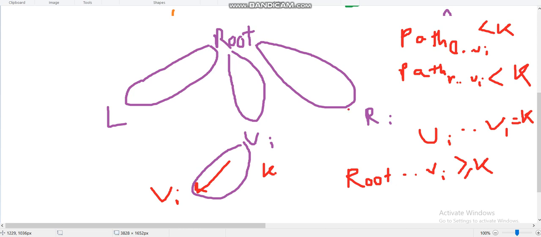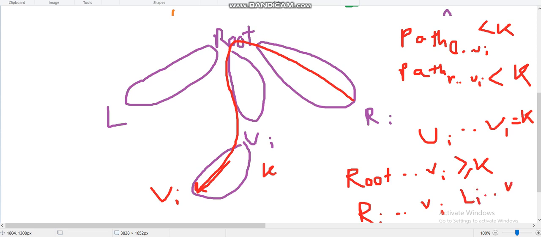Then that means that our diameter should be this, like ri to root to vi. So our diameter should be ri to vi, or it could be li to vi. So your contradiction is invalid, because L to R is the maximum path here.